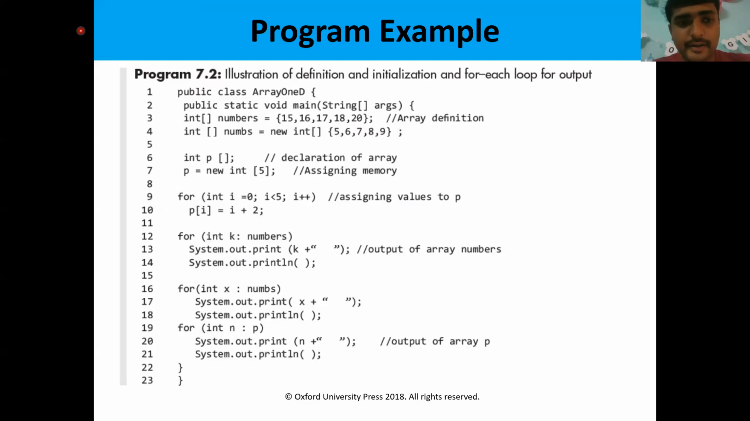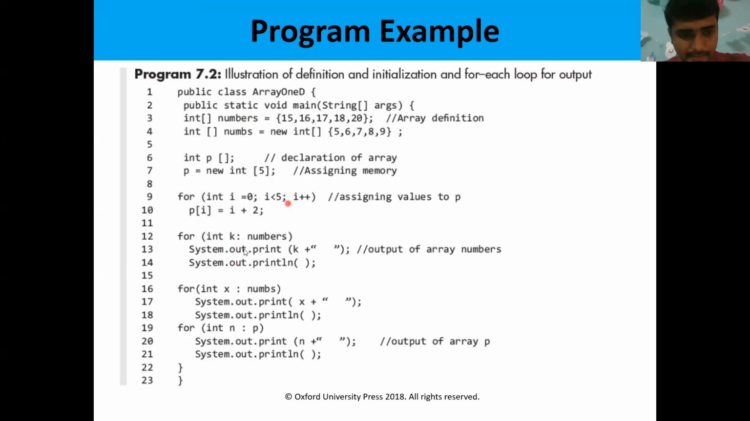So here three arrays are taken: numbers, nums, and p. These three arrays are displayed by using the for each loop. So simply we can use the for each loop instead of for loop.